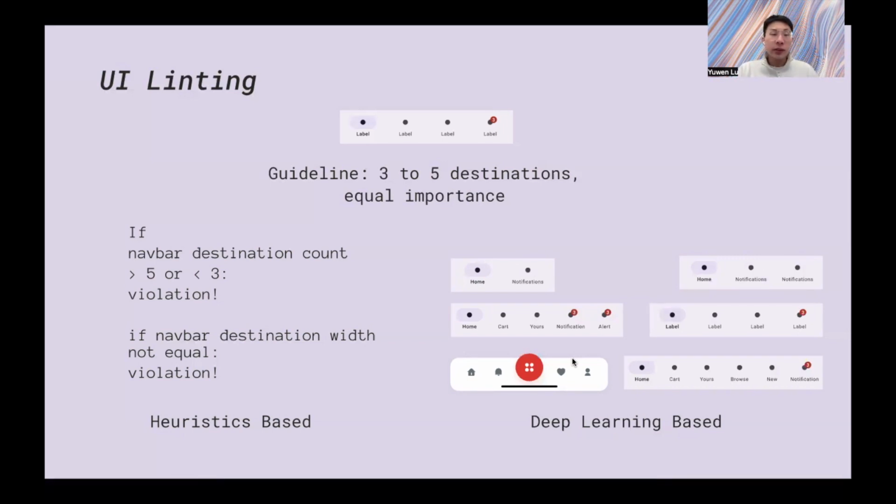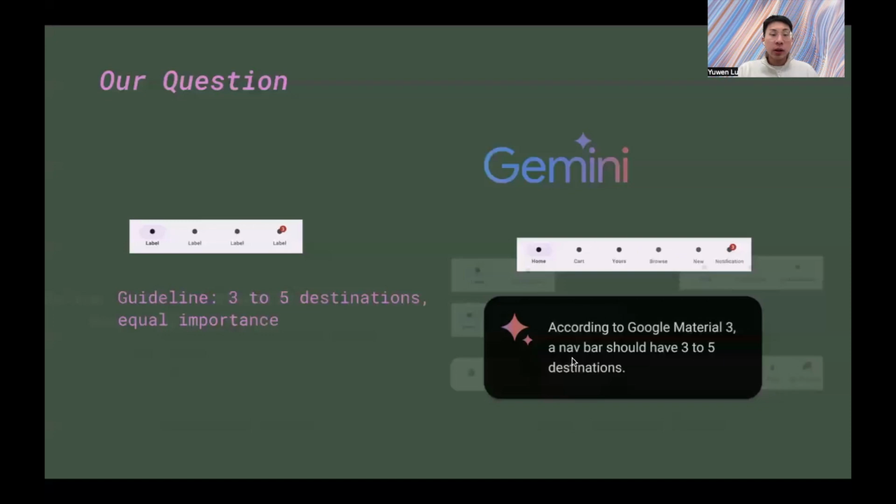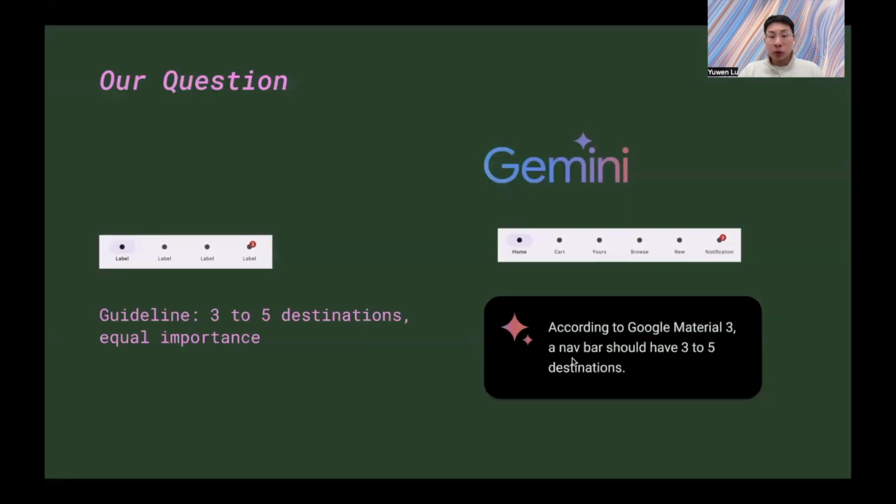And in this case study, our question is essentially, now that we have more capable, larger scale multi-modal generative AI models like Gemini, can we use Gemini to do essentially this UI linting task?